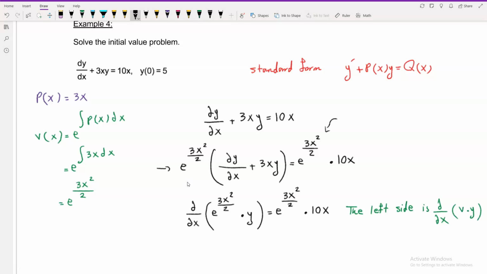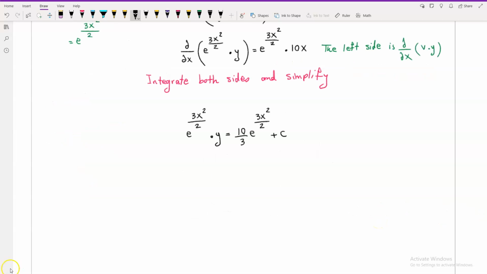So what we have here on this part, d over dx of e power 3x squared divided by 2 times y is equal to e power 3x squared divided by 2 times 10x. So what we have on left side, that is d over dx of v times y. Now integrate both sides and simplify. So here we have e power 3x squared divided by 2 times y equal to, on the right side we have 10 over 3 times e power 3x squared divided by 2 plus constant c. Now solve for y.